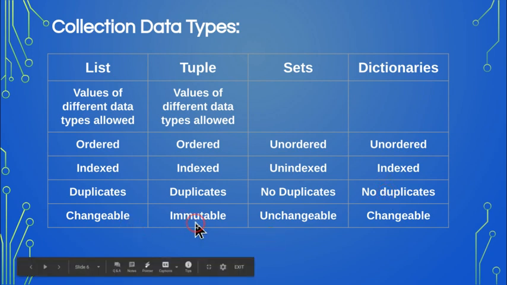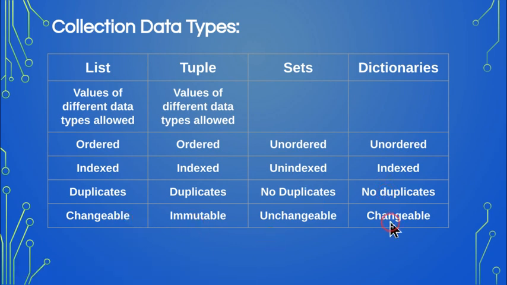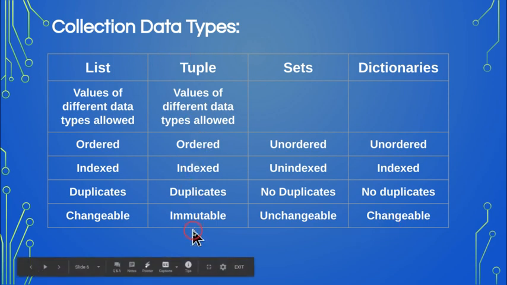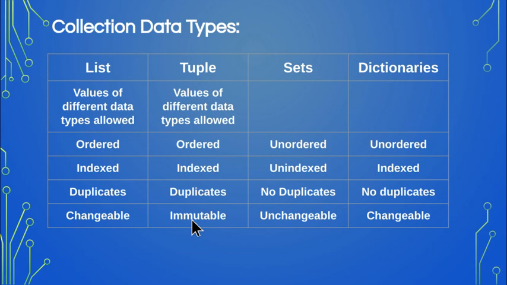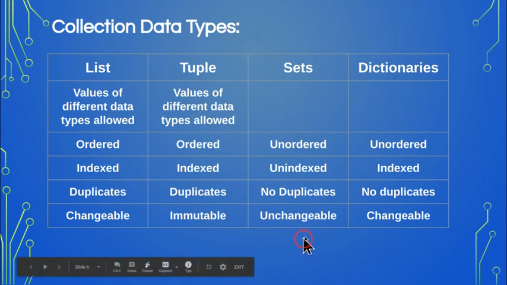Lists and dictionaries are changeable, whereas tuples are immutable. We cannot change, we cannot add, we cannot update, we can't do anything with tuples. In sets, we cannot change an existing value, but we can add more values.